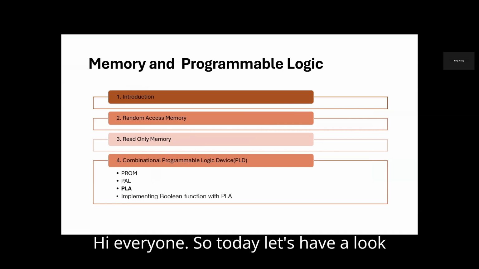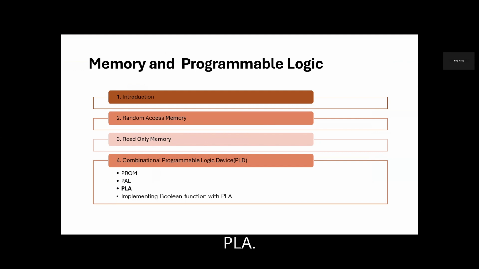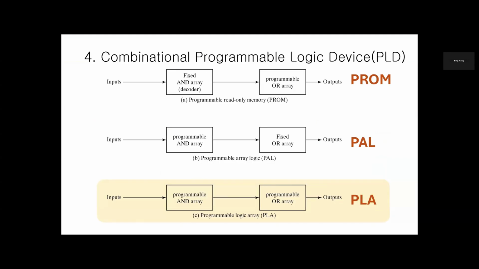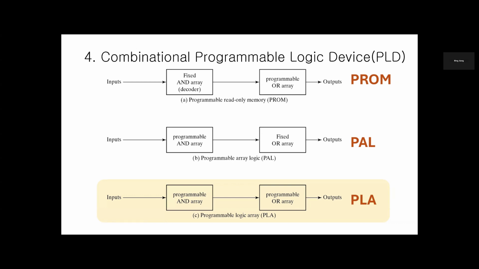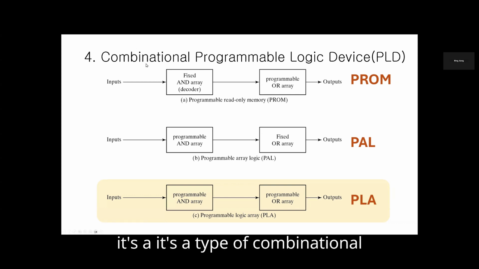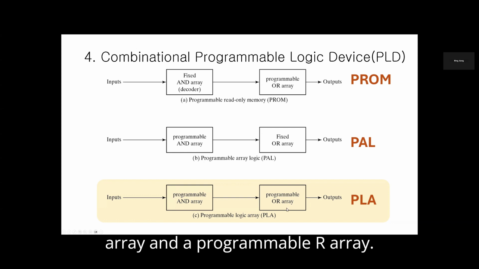Hi everyone. So today let's have a look at how to implement Boolean function with PLA. Do you remember what was PLA? It's a type of combinational programmable logic device. So it has a programmable AND array and a programmable OR array.